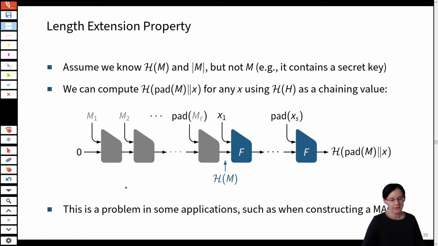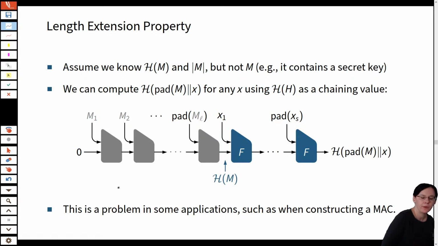So the first of these is the so-called length extension property. And this is not a problem of the hash function itself, but it can be a problem when you use the hash function to build something like a MAC. And the property is as follows.